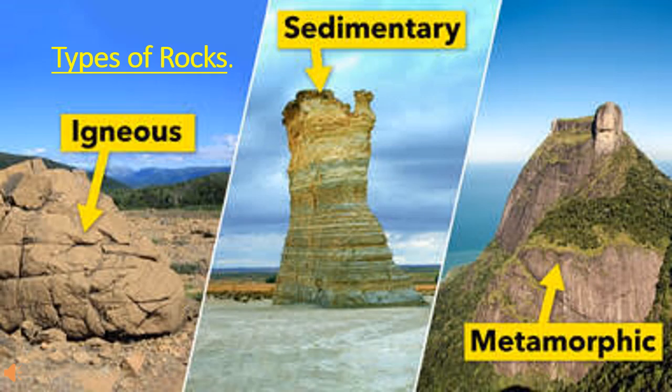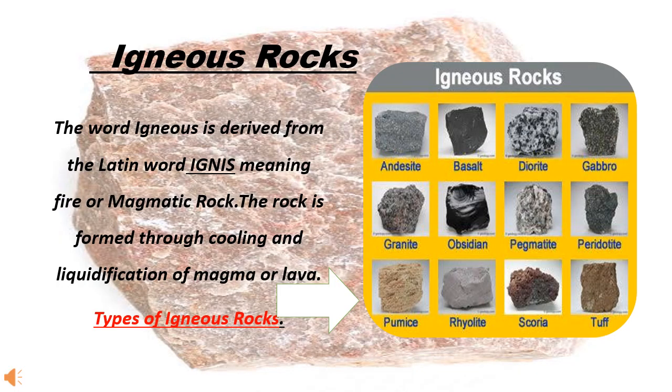Types of rocks: igneous, sedimentary, metamorphic. Igneous rocks. The word igneous is derived from the Latin word ignis, meaning fire, or magmatic rock. The rock is formed through cooling and solidification of magma or lava. Types of igneous rocks are andesite, basalt, diorite, gabbro, granite, obsidian, pegmatite, peridotite, pumice, rhyolite, scoria, and tuff.